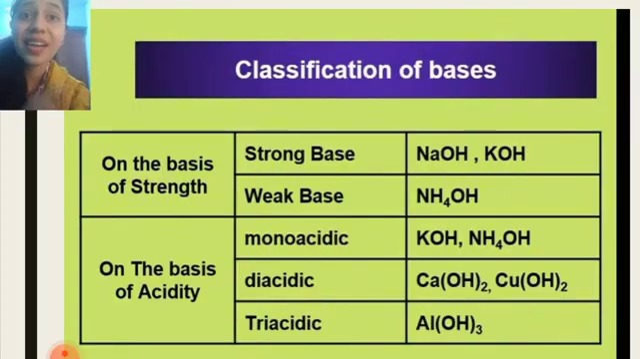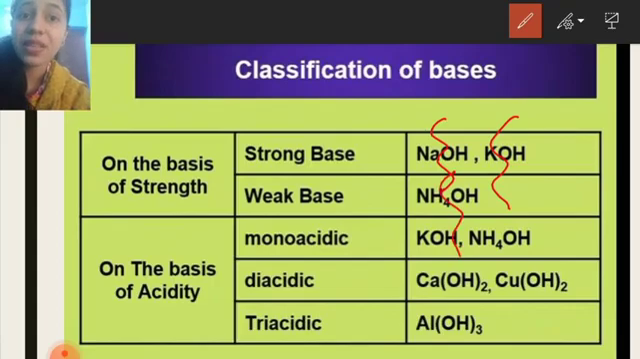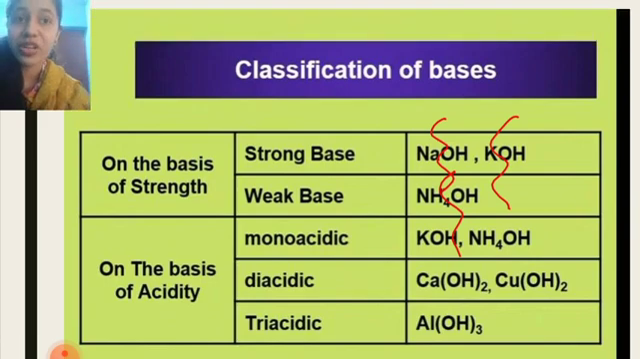Classification: the same criteria as in acids. Here it dissociates completely, giving Na plus and OH minus. In a weak base, it is partially dissociated. The same applies on the basis of acidity, the number of OH minus ions present in it. If it is one OH ion, then it is mono. If two OH minus ions are present, which can react with an acid, then depending on that it is classified as mono, di, or tri.